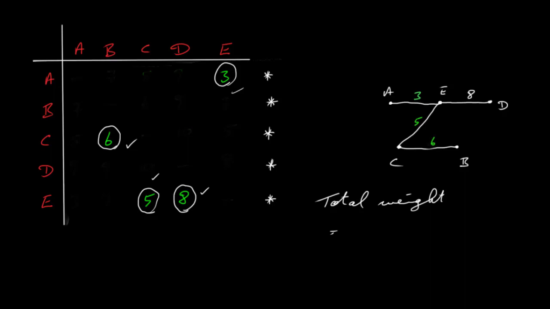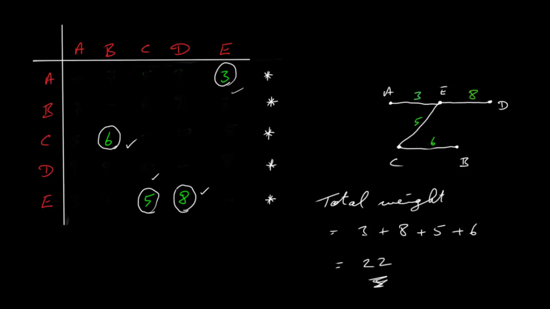The total weight is going to be 3 plus 8, 5 plus 6, so that gives us 8, 9, 10, 11, 16, 22. So that's what we got up above when we did it from the graph, from the connected graph. Okay, so that's using a matrix form, just doing it by looking at a matrix form of the graph.